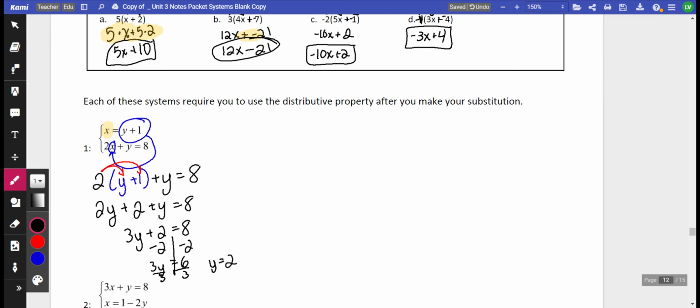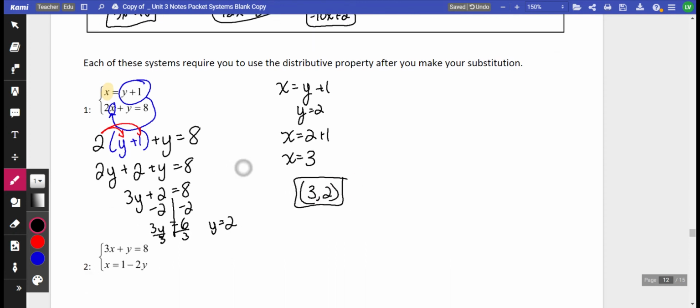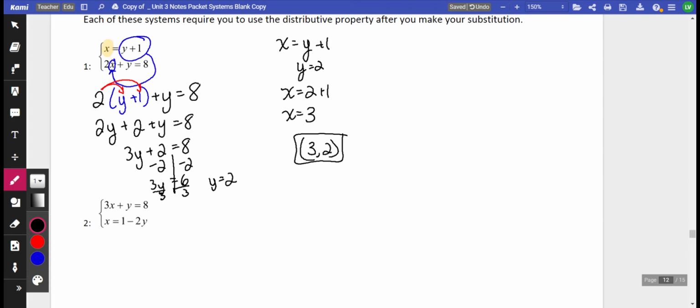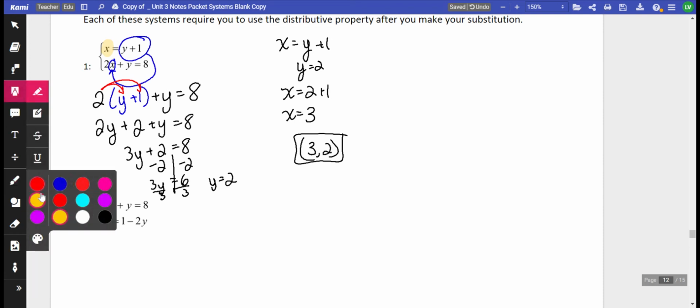So I'm going to take that, y equals 2, and I'm going to plug it into one of my equations. Up to you on which one you're going to use. I'm going to choose the first one because it seems like it would be less work. So x equals 2 plus 1. X equals 3. So that means that my answer is 3, 2 for my ordered pair. Number 2, we have 3x plus y equals 8 and x equals 1 minus 2y. We have a variable that's already been isolated, which is the x in the second equation.